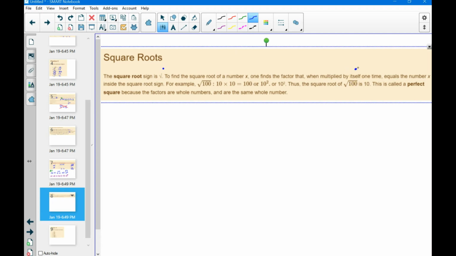For example, it says, what's the square root of 100? Well, we say 10 multiplied by itself equals 100. So the square root of 100 is just 10.